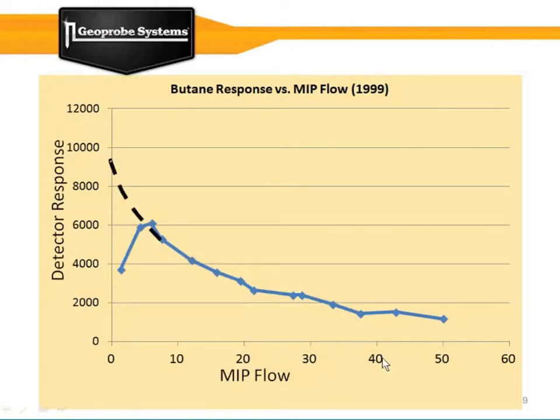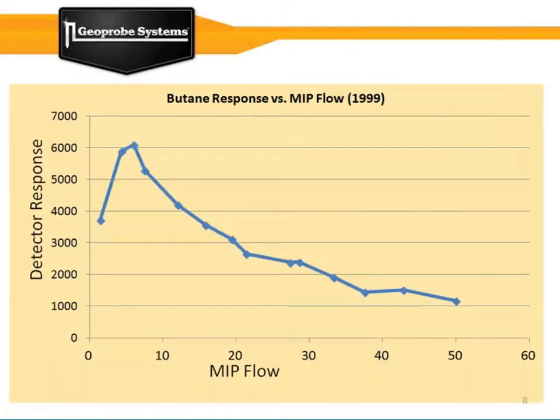Most people in the field are probably using flow rates down in this neighborhood, around 40 mL a minute. And here's the response at that flow rate. We know that as we decrease the flow, we can increase our response. In fact, we can double it if we cut the flow rate in about half. The trade-off there is that it takes longer to get signal up to the contaminants up to our detectors.